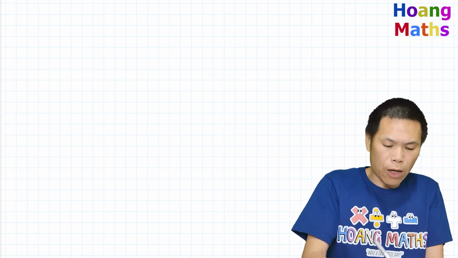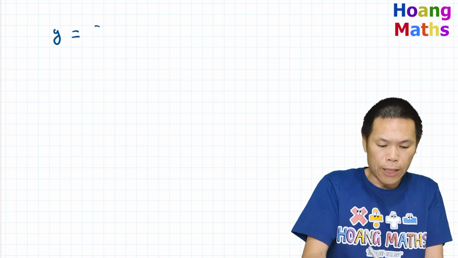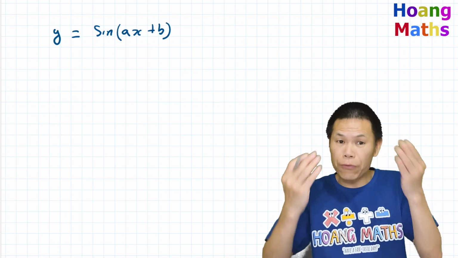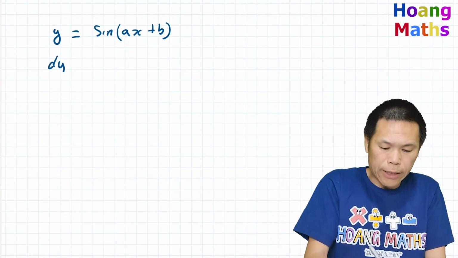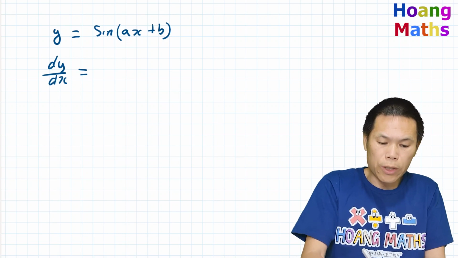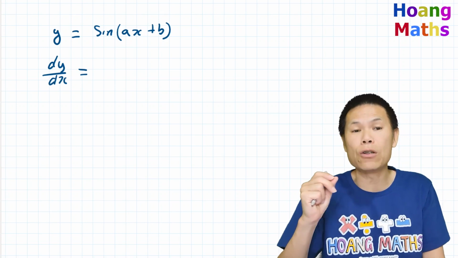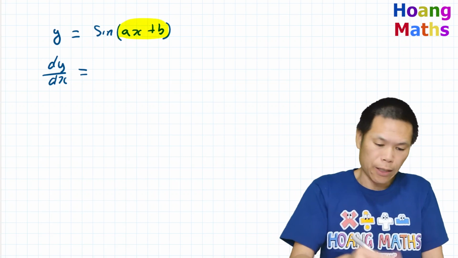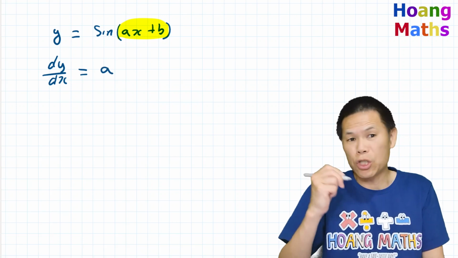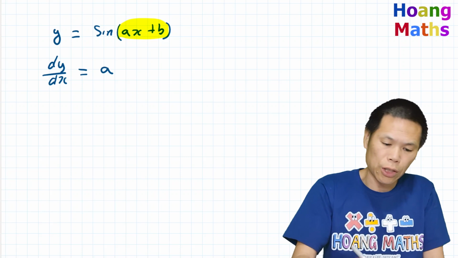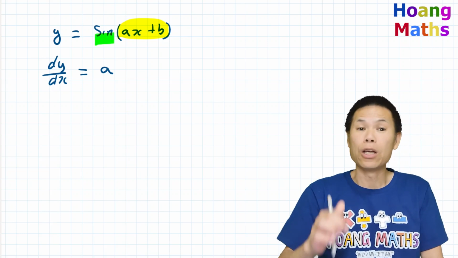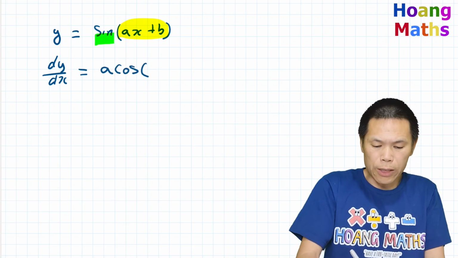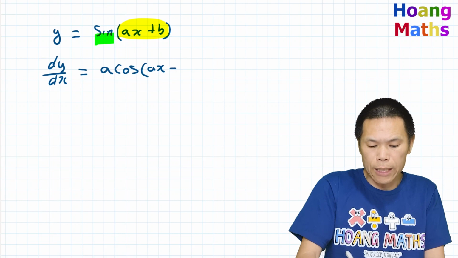Let's say we have a function y is equal to sin of ax plus b. If I differentiate this, dy/dx is equal to, we differentiate the power, but in this case there is no power, so we differentiate the angle. Differentiating the angle first gives me a, so we just write a, and we multiply by the derivative of the trig function. The trig function is sin, so differentiating sin gives us cos, and whatever the angle is, we just write it down. In this case, it is ax plus b.